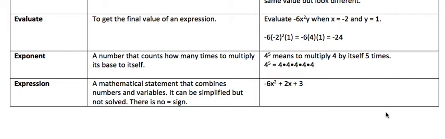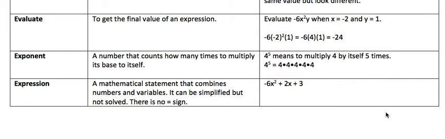Now, an exponent. In the world of math, an exponent counts how many times something is multiplied to itself. Remember, a coefficient counts how many times something was added. Exponents count multiplications, which means that exponents only change when multiplication is going on. So 4 to the 5th means you're multiplying 4, the base, by itself 5 times. It's tracking that multiplication. It's a lazy way of saying 4 times 4 times 4 times 4 times 4.